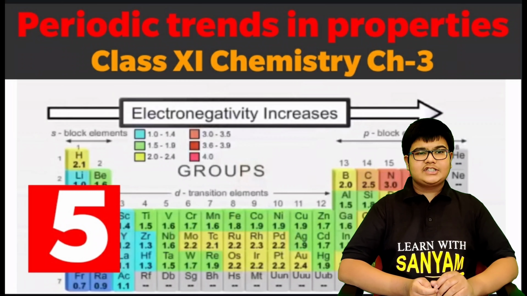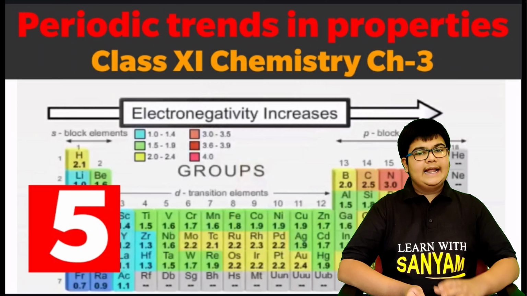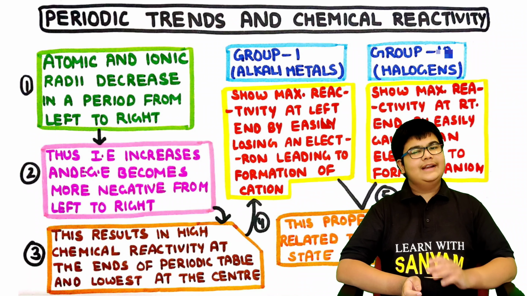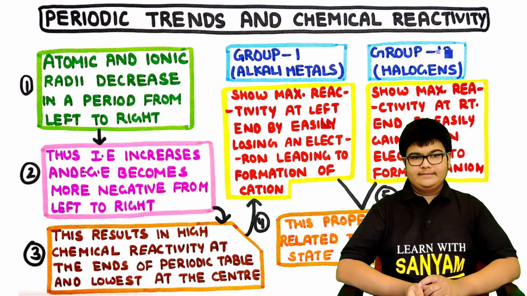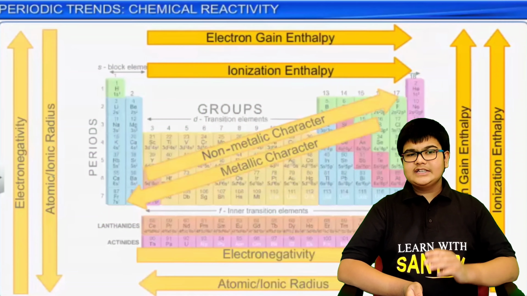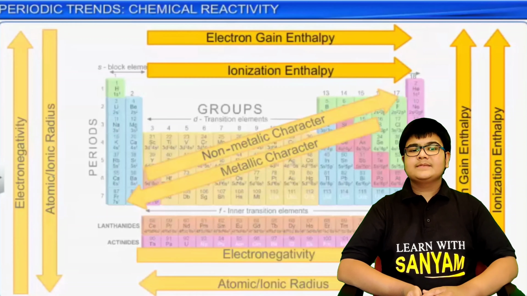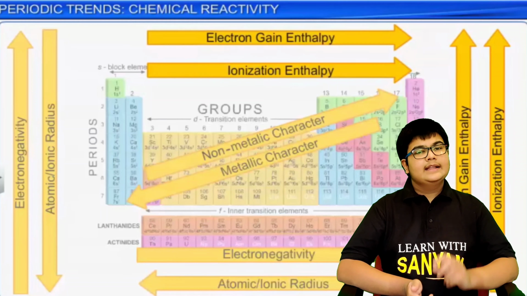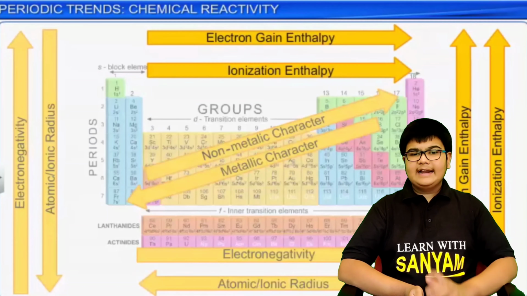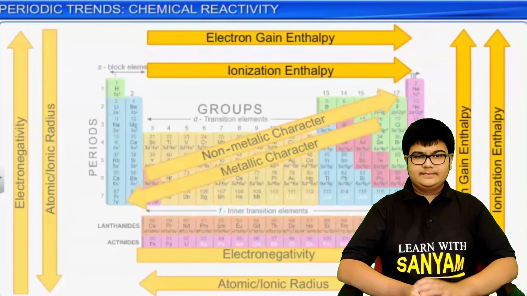In the previous lecture, we studied the physical properties of elements. We studied that atomic and ionic radii decrease in a period as we move from left to right. Thus, ionization enthalpy increases and electron gain enthalpy becomes more negative from left to right. This results in high chemical reactivity at the ends of the periodic table and lowest at the center.